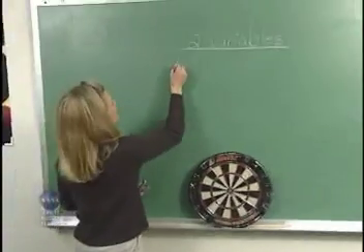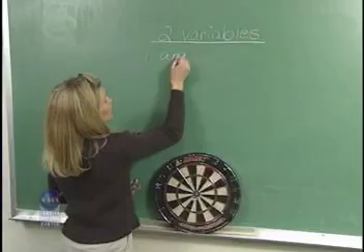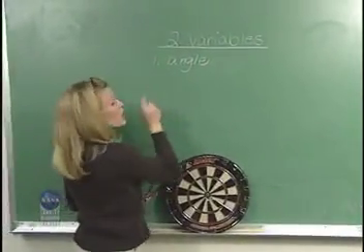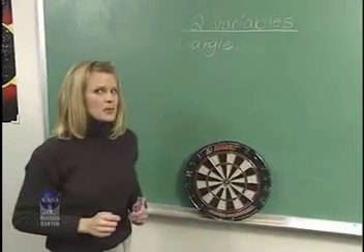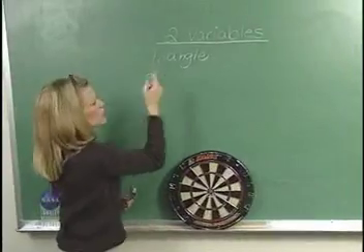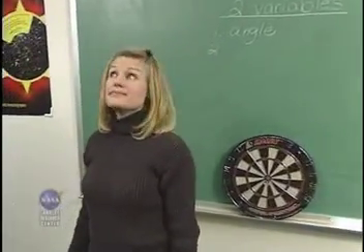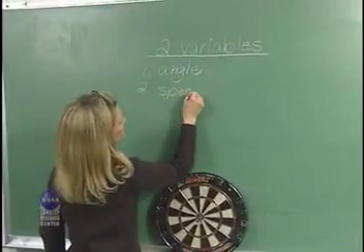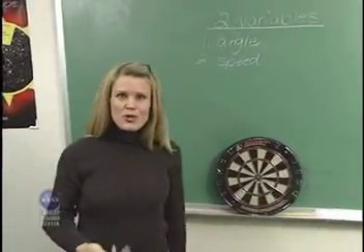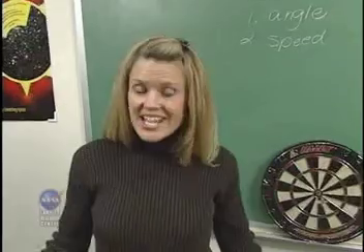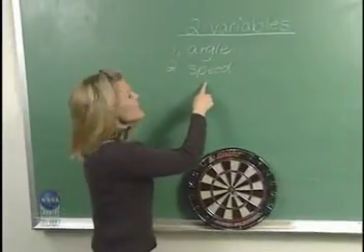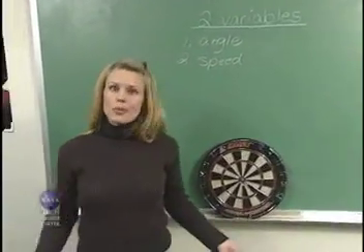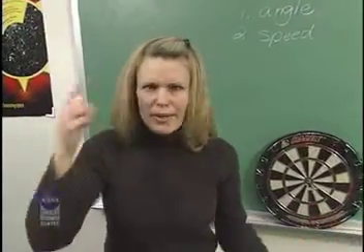So, if the angle is one of the variables that affects this experiment, what do you think the second variable is? If you guessed speed, or how fast I throw the dart, is the other variable, then you're right. The combination of speed and an increased angle determines whether or not I hit Mars. I mean, the dartboard.